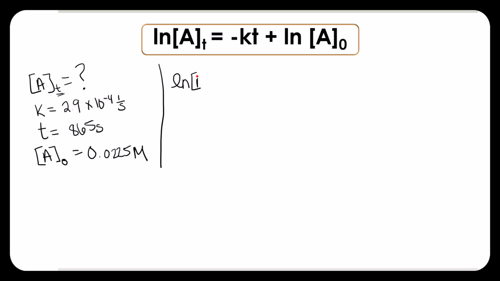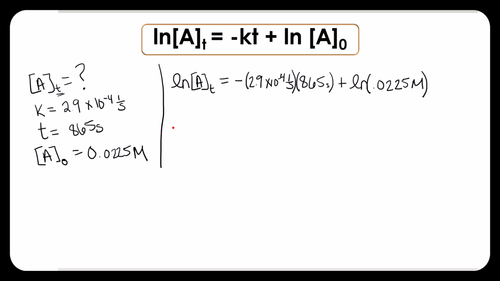So natural log of the concentration of A at time t, that's what I'm solving for, equals negative 2.9 times 10 to the negative fourth, 1 over seconds, times time, which was 865 seconds, plus natural log of the concentration of A at time 0. So we would take the natural log of 0.0225 molar.